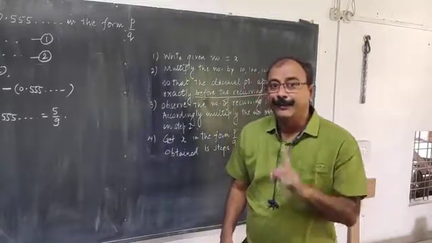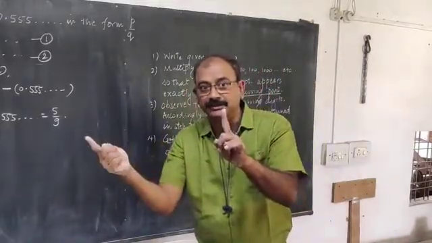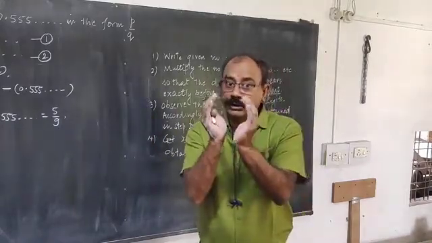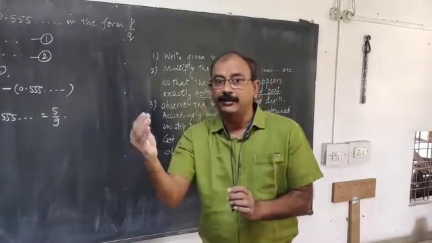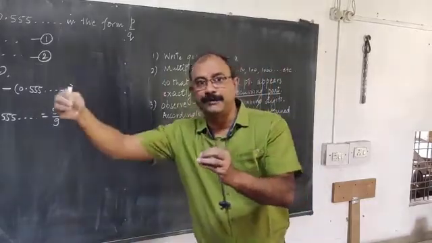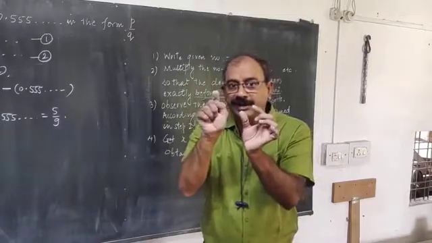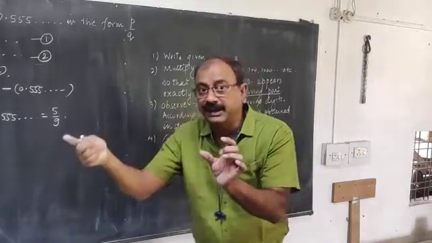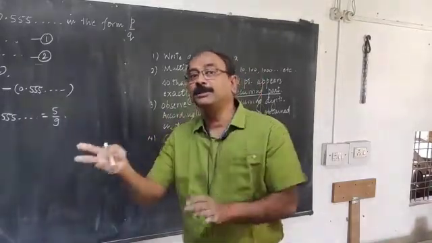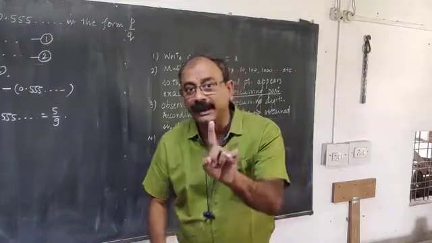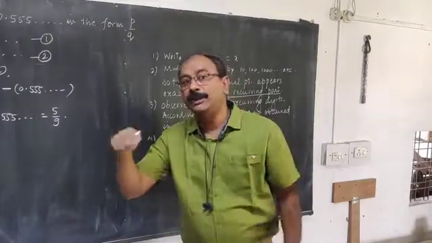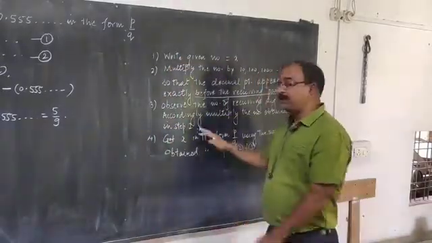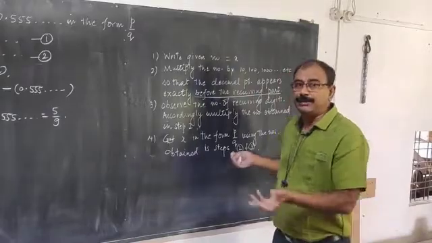The third step is to find out how many digits are repeating. Sometimes only one digit is repeating. Sometimes a group of two digits is repeating, for example 27, 27, 27, 27. So if two digits are recurring, then multiply it by 100. If three digits are recurring, multiply it by 1000. That means the number of zeros over 1 depends on how many digits are recurring. So multiply by that number. Then get the value of x by doing simple calculations.